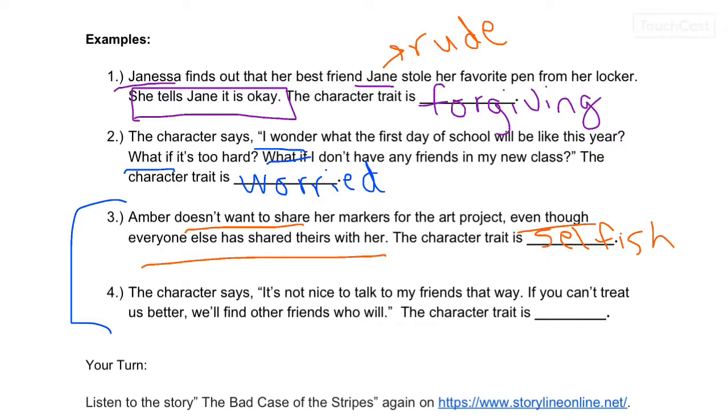So again, if you have a different character trait, maybe you have a word that's a synonym of selfish, that would totally be fine. And for the last one, the character says, "It's not nice to talk to my friends that way. You can't treat us. If you can't treat us better, we'll find other friends who will." I said this person was being very brave. It seems to me like they were sticking up to a bully and telling them what it's not nice to do. So those were the character traits that I chose. You may have had different ones, but as long as you have that evidence, you're fine.